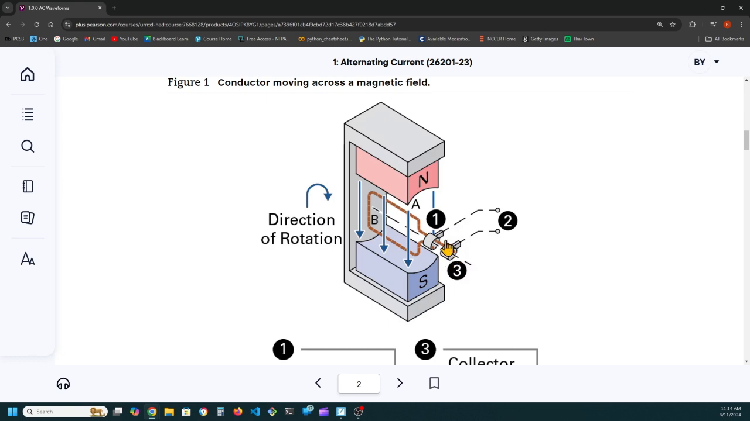Here are the slip rings and the brushes. And here's your coil of wire, and it's rotating. And I don't know which direction of rotation. They're rotating the same way I went. And the only difference is they put their north on the top and their south on the bottom. That's fine with me. That way their 0 is here.